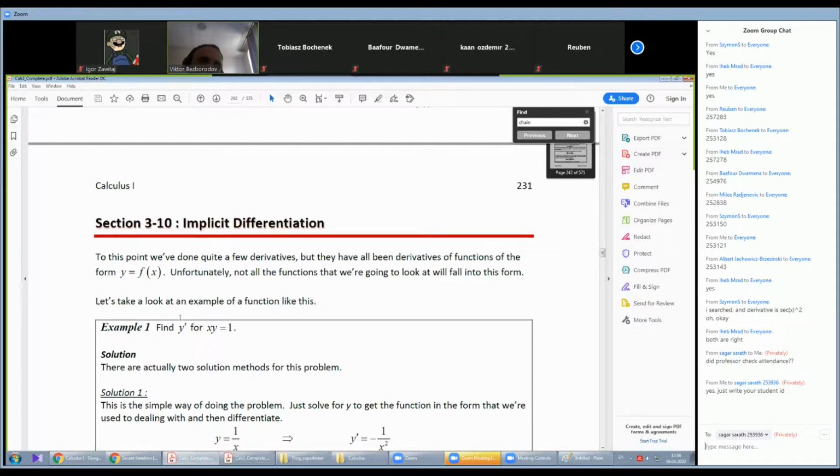Okay, so let us now discuss implicit differentiation. Before that, we discussed taking the derivative of a function which is represented explicitly in such a form. Now, this is not always the case.